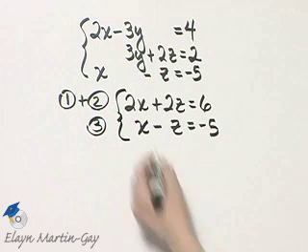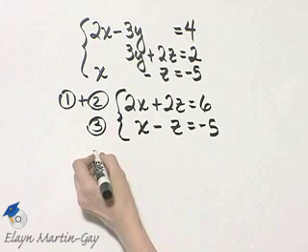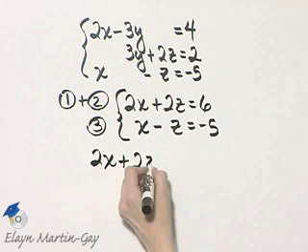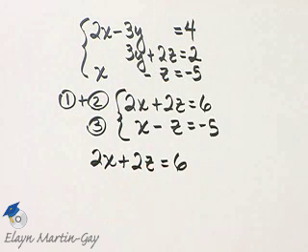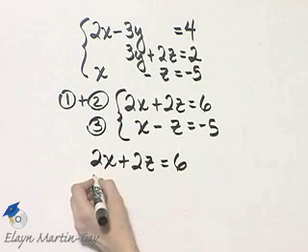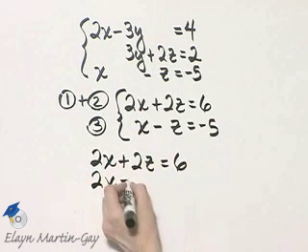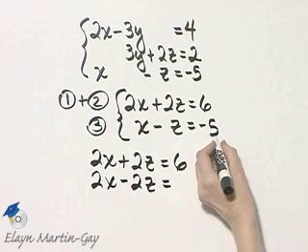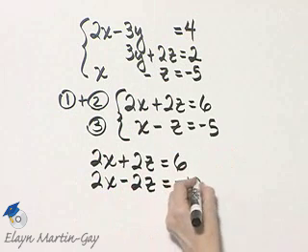To do so, I'll write the first equation down again, 2x plus 2z is equal to 6. The second equation I'll multiply through by 2. So 2 times x is 2x minus 2z is equal to 2 times negative 5, or negative 10.